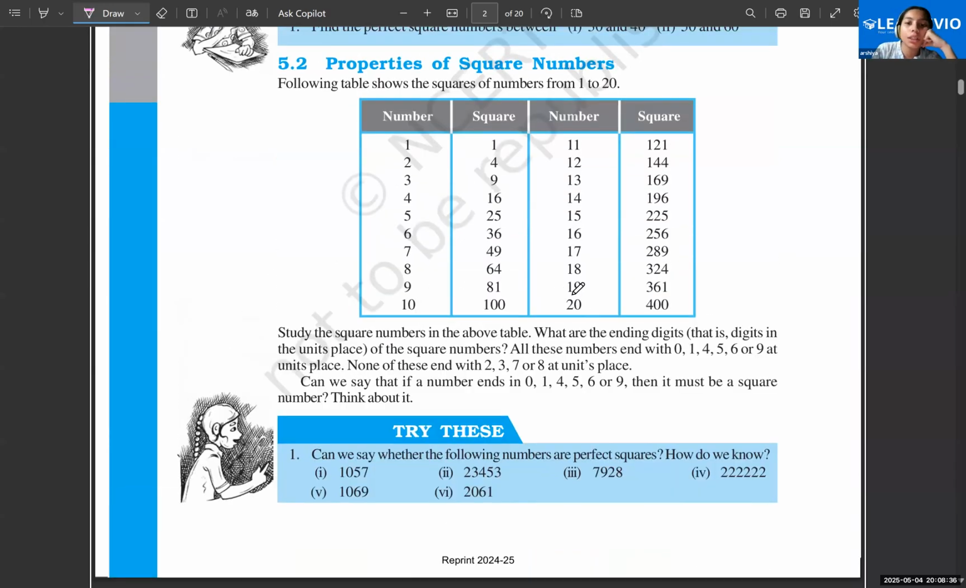Here they have given you numbers till 20 and they have written the squares. The square of 1 is 1, of 2 is 4, like this. They're saying that all these numbers end with either 0, 1, 4, 5, 6, or 9 in their unit place, that is, in their ones place. Only these digits keep repeating: 1, 4, 9, 6, 5, 6, 9, 4, 1, 0. So we can conclude that if a number ends with these digits, it may be a perfect square.